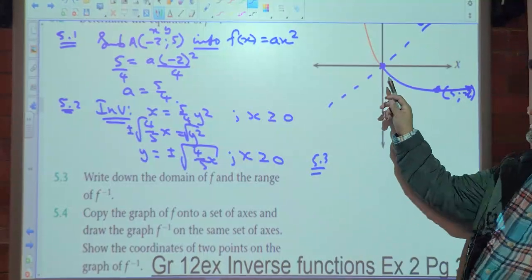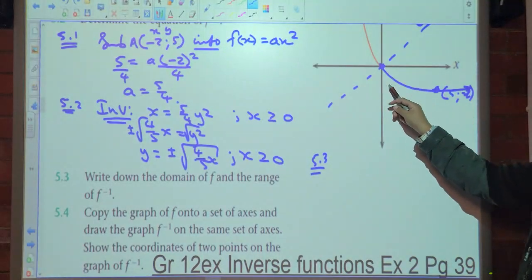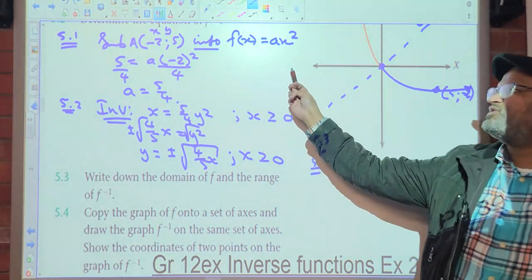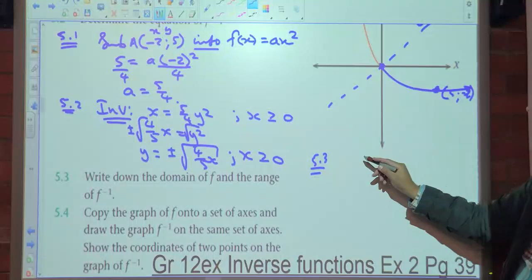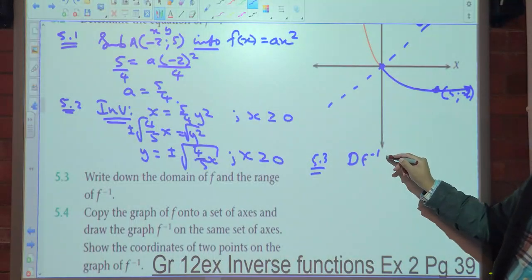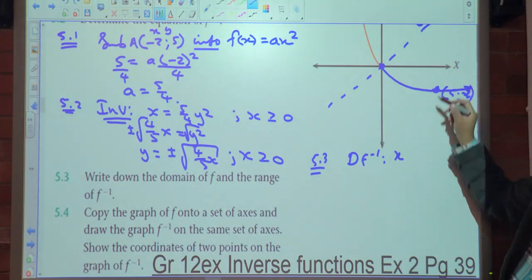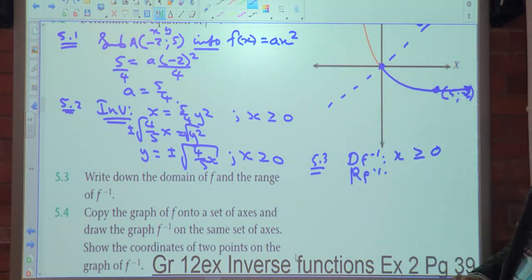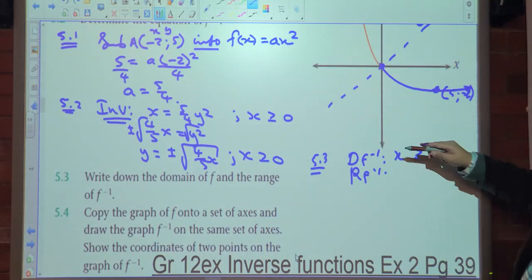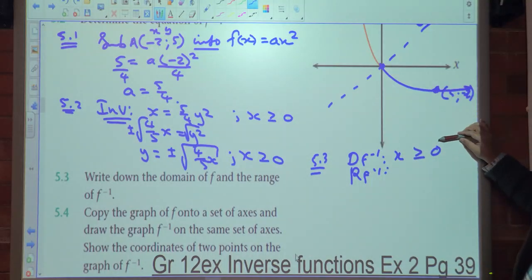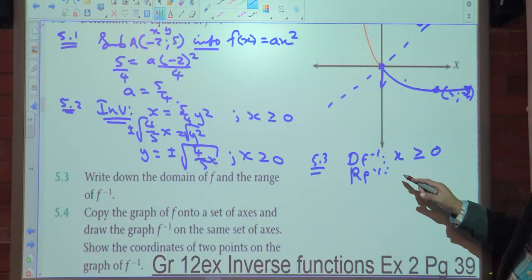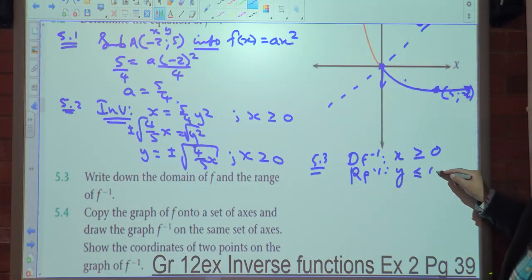So the inverse function, as you can see here, that's the inverse function. Not so? What's the domain that this graph exists at? Negative infinity? No. Where does it start existing at? 0 onwards. So the domain of the inverse would be x is more than or equal to 0. What's the range? The range is all possible y values. Does this graph exist at negative infinity? Yes. Where does it stop existing at? 0. So in other words, y is less than or equal to 0.